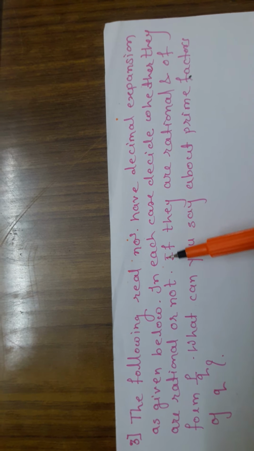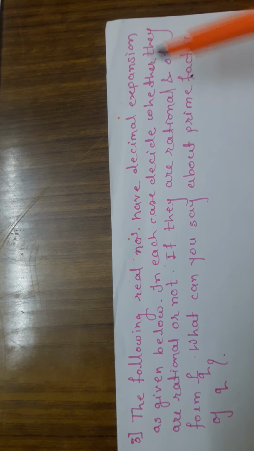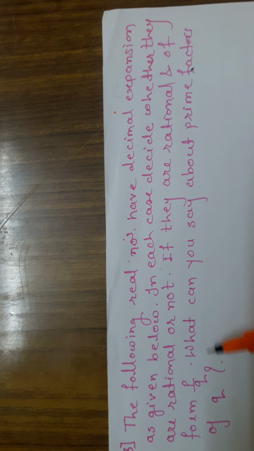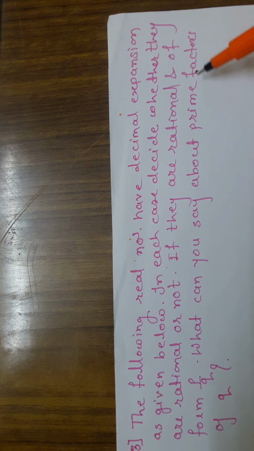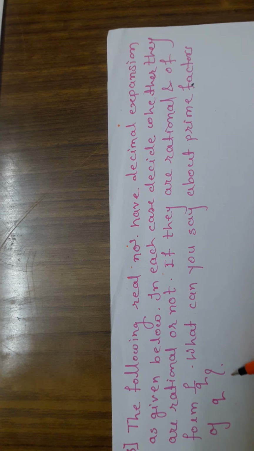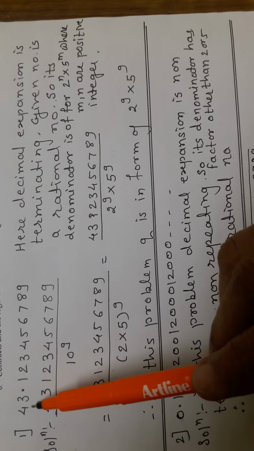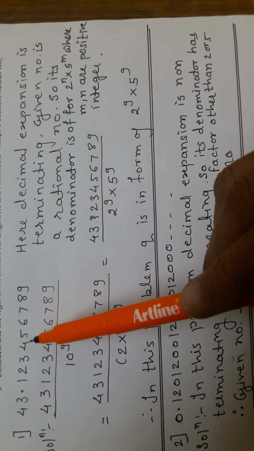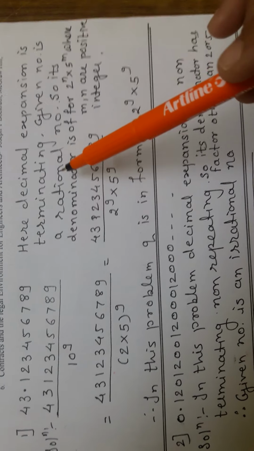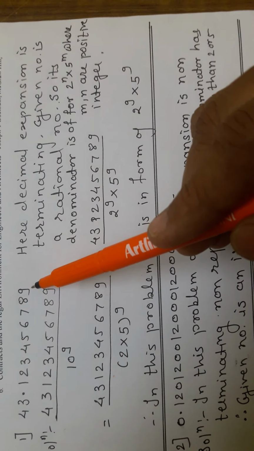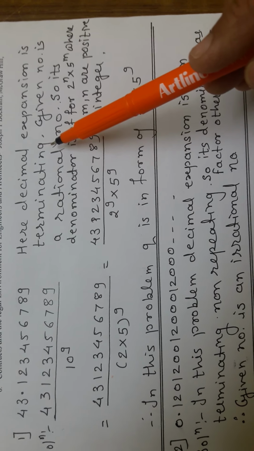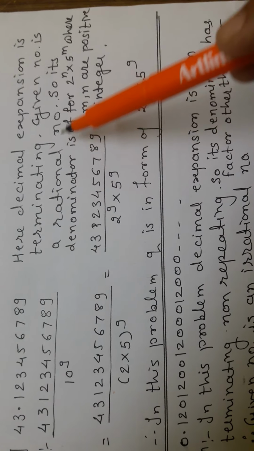Third question. The following real numbers have a decimal expansion as given below. In each case, decide whether they are rational or not. If they are rational and of the form p by q, what can you say about the prime factors of q? First problem, 43.12345678. Here the decimal expansion is terminating, because there is no dot dot and no bar on top. That's why the decimal expansion is terminating. Terminating means the given number is a rational number.